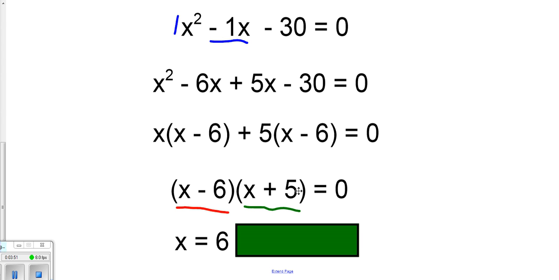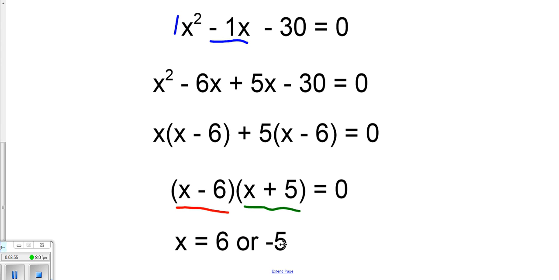Let's look at this factor, though. How do we make this one 0? Well, that would have to be a negative 5. If we plugged in negative 5 over here, negative 5 minus 6 is going to be negative 11. Negative 5 plus 5 is going to be 0. So negative 11 times 0 would also be 0. So these are going to be our two answers. X equals 6 or negative 5.